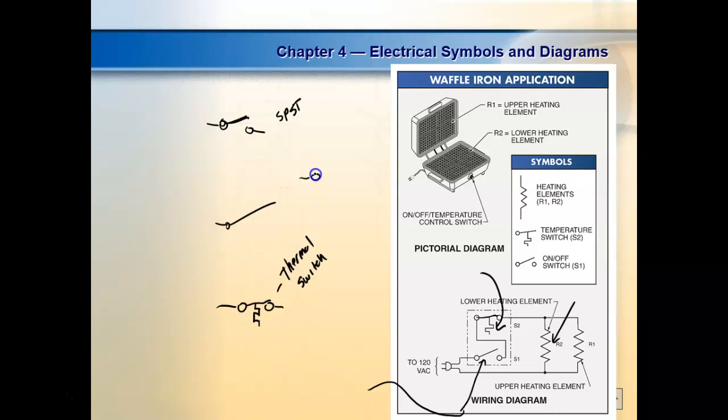The float switch or liquid level switch would be drawn like this, and then a pressure switch would be half of that. And then of course the limit switch is the one with the little ramp on it, right? It shows what the device runs up against when it changes direction. Are we okay?